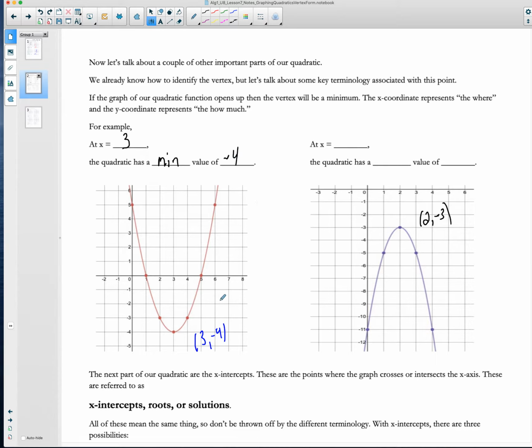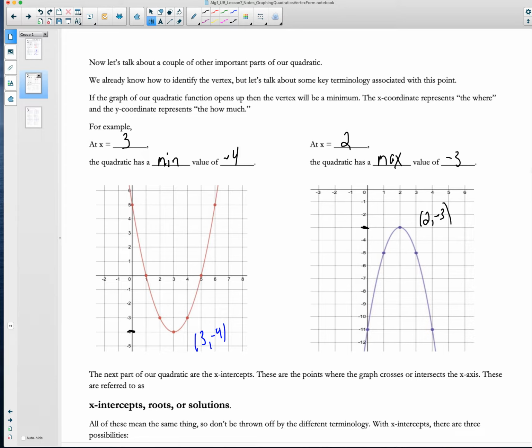What that's telling me is that nowhere else on the graph will it go lower than -4. You can see that, here's -4 right over here, and our graph is never going to get below that value. Now, if I look at the purple graph over here, my vertex is 2, so at x equals 2, this quadratic has a maximum value of -3. That tells me that if I look at -3, there's nothing in this graph that will be above that value. You can see that that's true with the purple here.